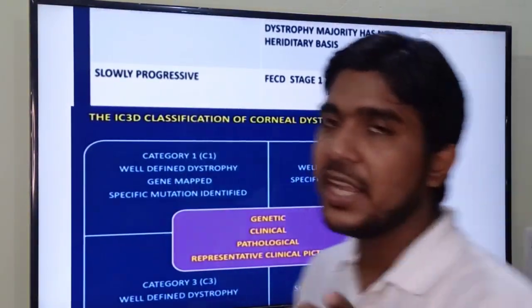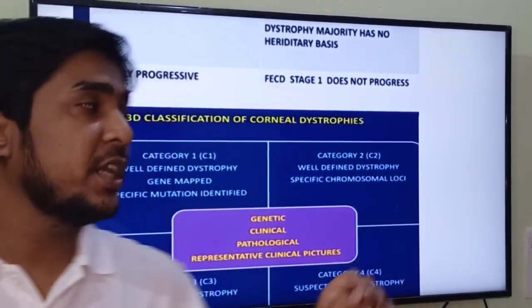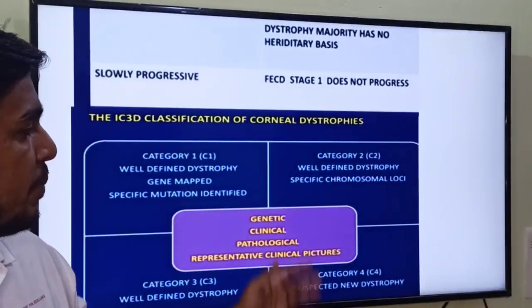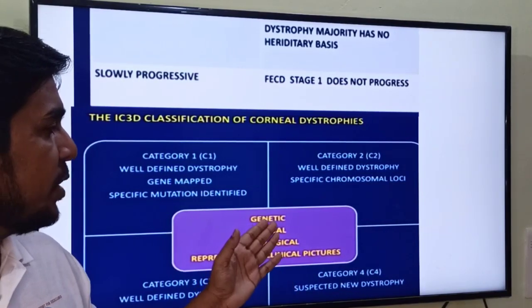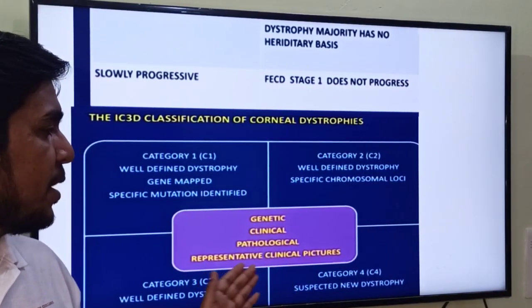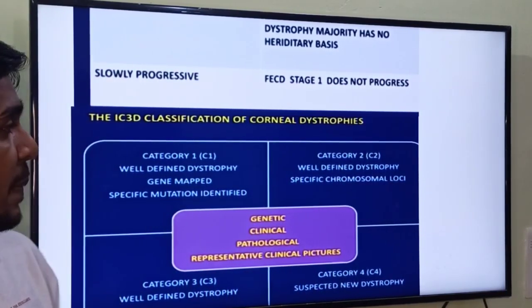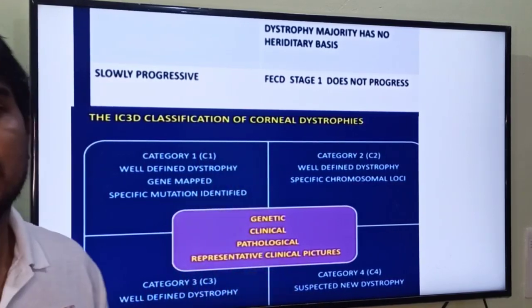And this is the IC3D classification. I have purposefully put it here for you guys to remember all these things. It has to be genetic, clinical, pathological, and representative clinical pictures here. So remember, take a screenshot and just revise it.